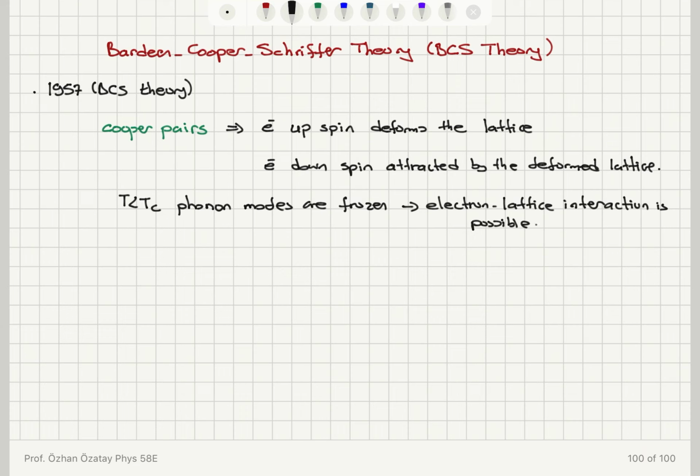Okay, so with the help of the deformed lattice, the Cooper pairs flow without friction through the superconductor. So Cooper pairs flow without friction, enabled by the deformed lattice. So that is the main idea.